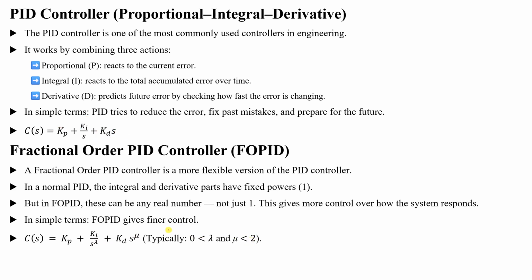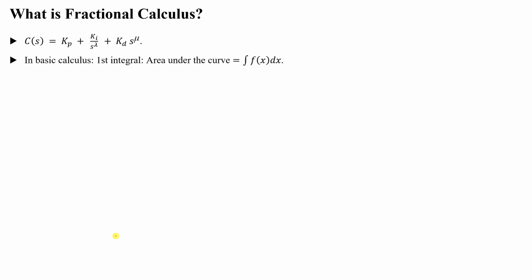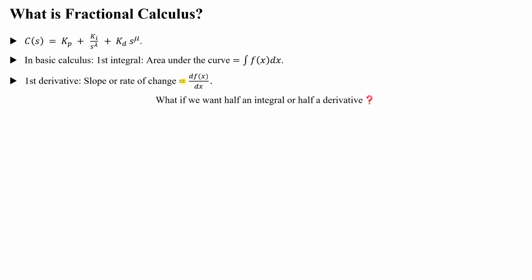Don't worry, I'm going to explain how we get the mathematical derivation of the fractional integration and fractional derivative, as we will see in the next slides. So what exactly is fractional calculus? We have this equation here. In basic calculus, we have first integration, which represents the integration of the function, which is the area under the curve. And the first derivative is the slope, or rate of change, of the function. Now, what does it mean when we have a half integral or half derivative? That is what fractional calculus does.